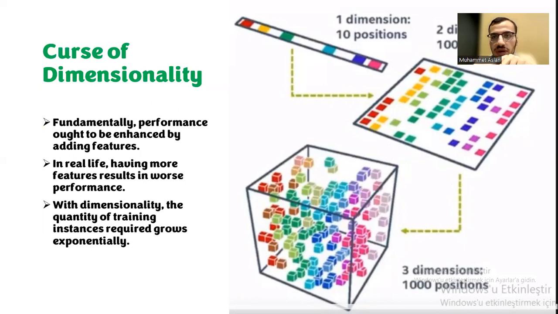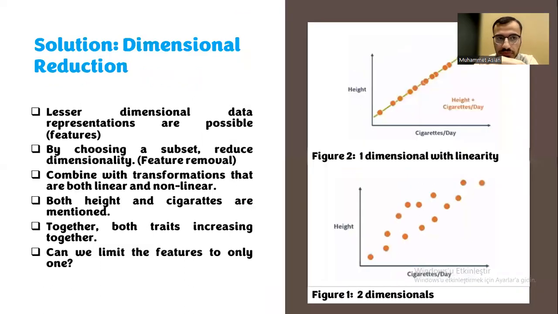in one dimension, we have 10 positions; in two dimensions, X and Y, we have 100 positions. And when we increase the dimension from 2 to 3, meaning X, Y and Z, this means 1,000 positions. But in real life, having more features results in worse performance. And this is our problem. With the dimensionality, the quantity of training instances required grows exponentially. And let's give the solution for this problem.